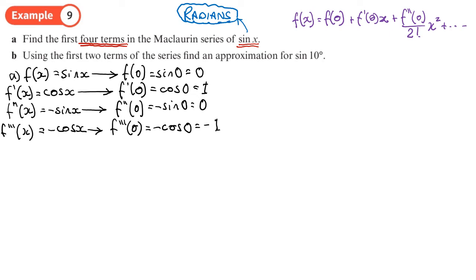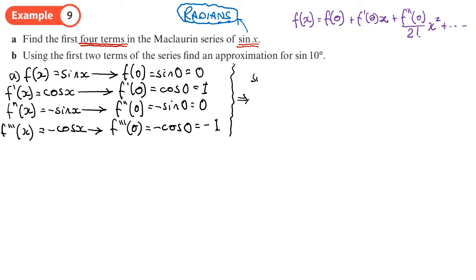Now we only need the first 4 terms, so we don't need to go any further than that, because this one here is going to be the 4th term. We don't need to know what the nth term is, but we may write the nth term down just so we've got it there, so you know what it looks like. Okay, so let's write down the expansion over here.